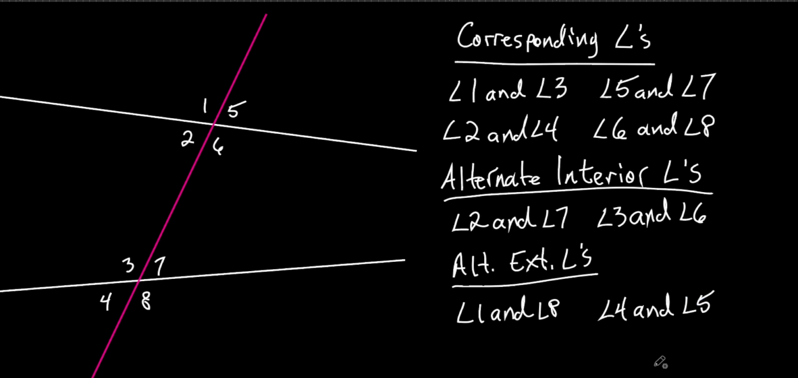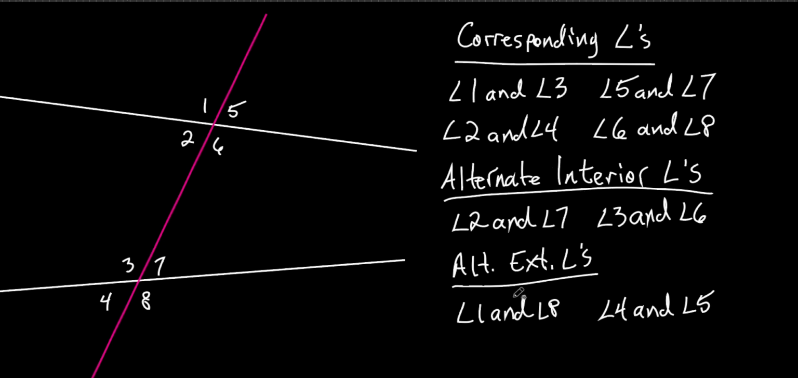So on a quiz, on a test, I could give you a picture like this and put numbers in. The numbers may not be in the same exact order, so don't just memorize that 1 and 3 are always corresponding angles. No, I could mix it up. I could have said that was angle 1, this is angle 2, this is angle 3, or something like that, okay? But just know which ones are corresponding, which ones are alternate interior, which ones are alternate exterior.